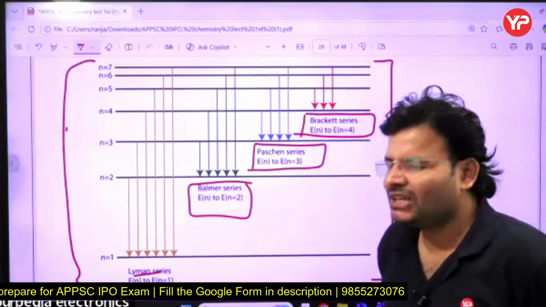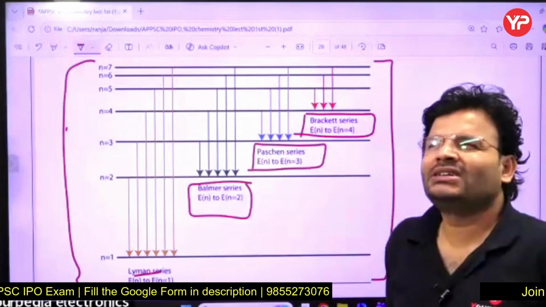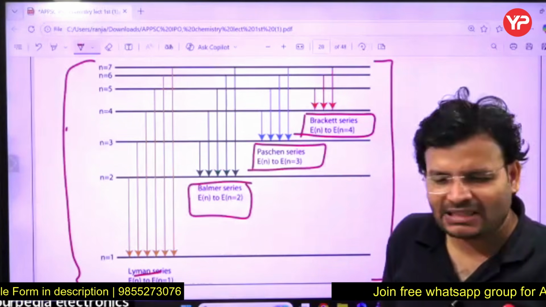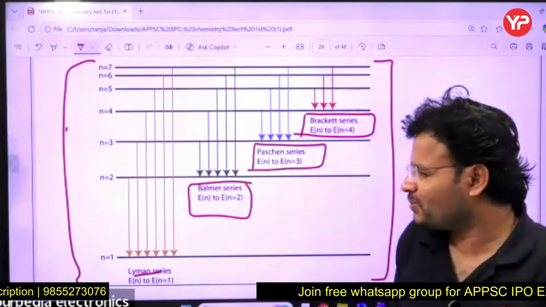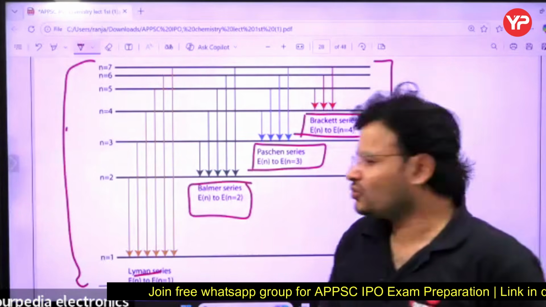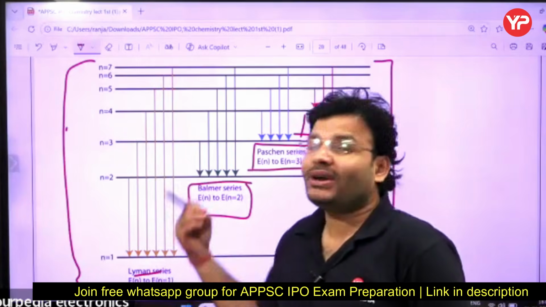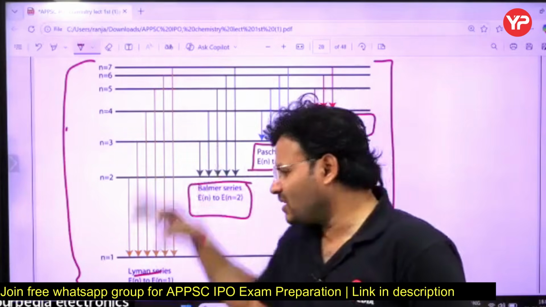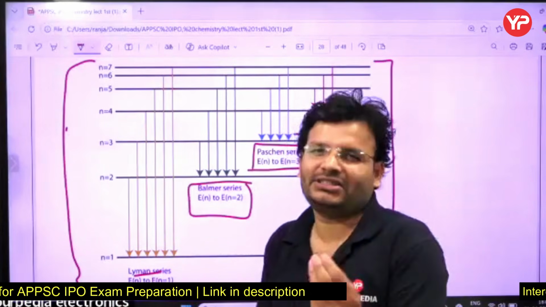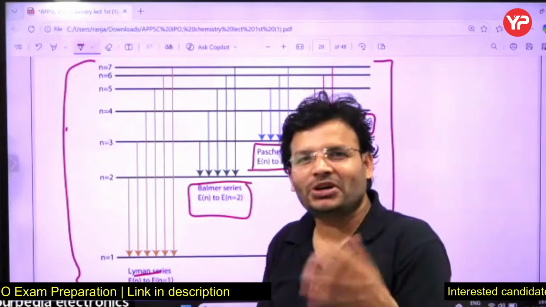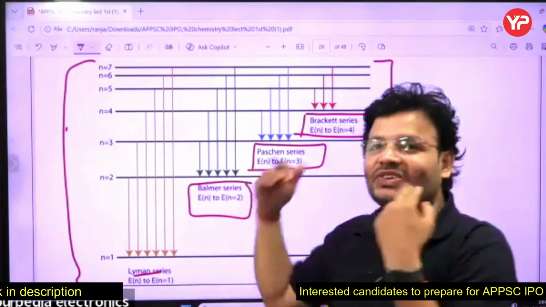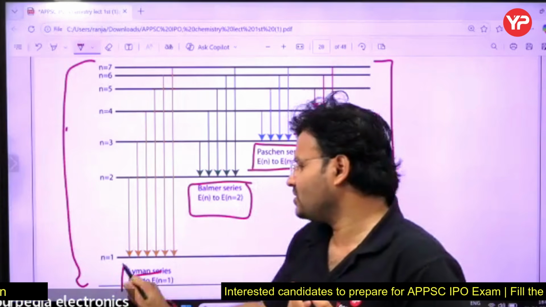Sir, has that question been asked? Very rarely, in IIT JEE it has sometimes been asked. But in ordinary exams I haven't seen that type of question. Just to be safe, I have given that data. If electrons come to the first orbit from any higher orbit, there are an infinite number of electrons, so that's why we talk about a series, not a single electron. That is called the Lyman series.